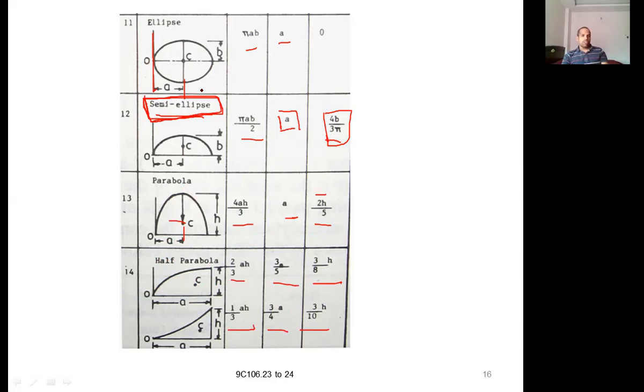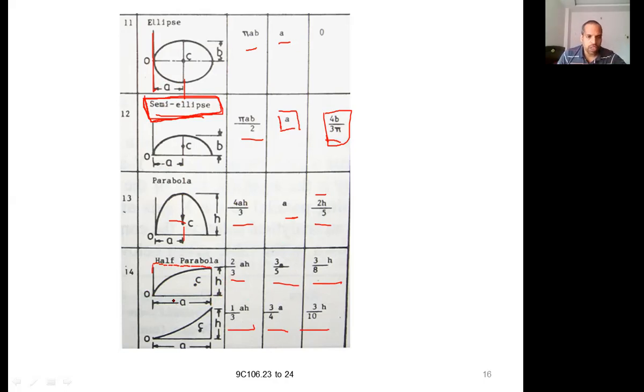Okay, even this ellipse and parabola, this parabola may not be required, but these two will be very useful and required. So for this one, if the shape is like this, it is just like a rectangle. Just assume that it is a rectangle, with base a and height h.